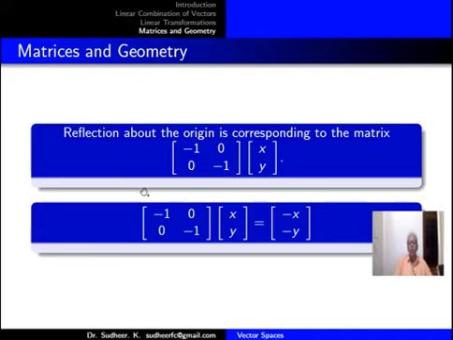Now reflection about the origin. Reflection about the origin means the point (x, y) will be converted to the point (-x, -y), and for that the corresponding matrix will be [-1, 0; 0, -1].